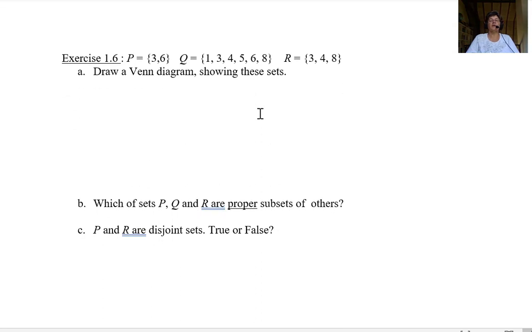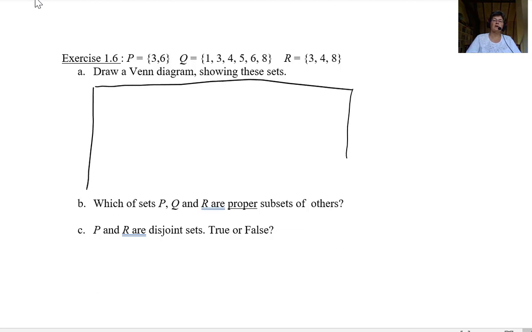So now we have a set P, a set Q, and a set R. Question, draw a Venn diagram showing these sets. So we have a universe, and I don't know what the total universe is. That could be the natural numbers or Z. They didn't give us that. And then we have 3 sets: 3, 6; 1, 2, 3, 4, 5, 6, 8; and 3, 4, 8. If we just first look at it, you will see that 3 is part of all of them. So that is one central number. Then we have the number 6, which is in P as well as in Q.